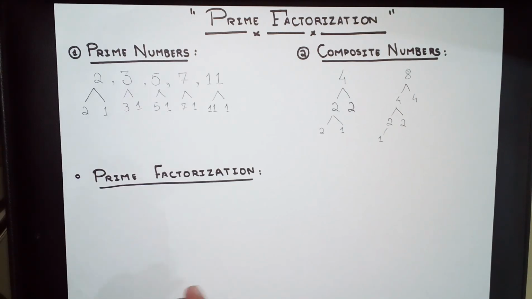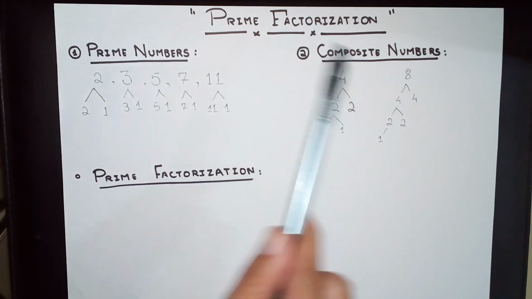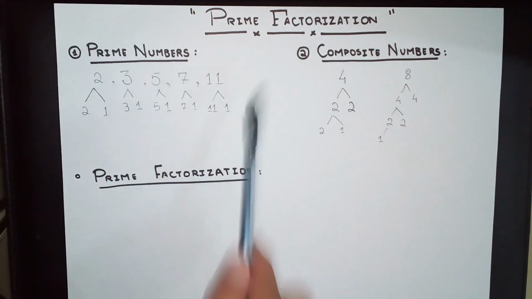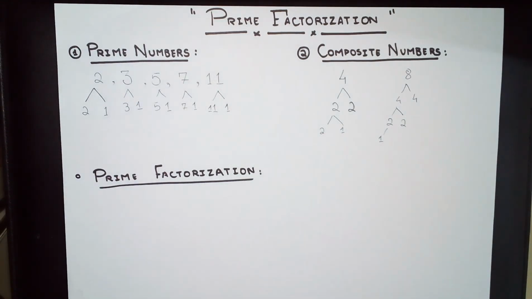Now what exactly is prime factorization? A prime factorization is when a composite number can be represented by the product of prime numbers. This is actually prime factorization right now in front of you.